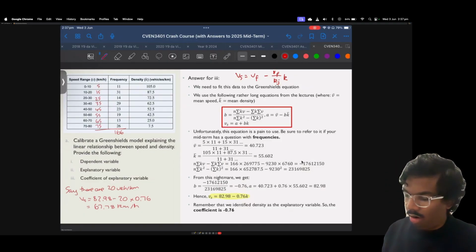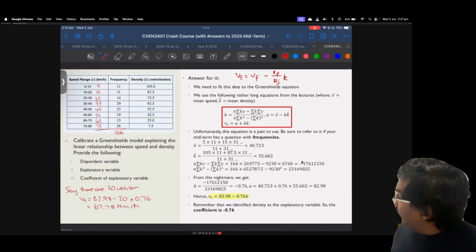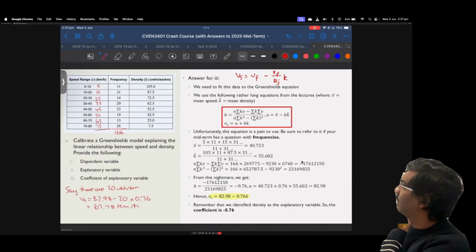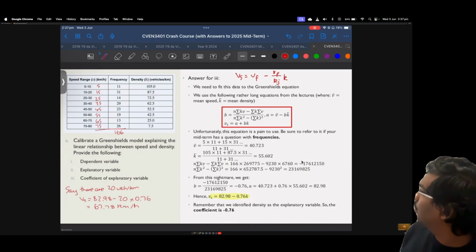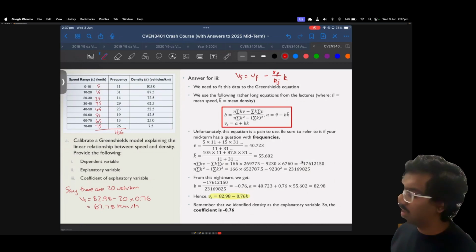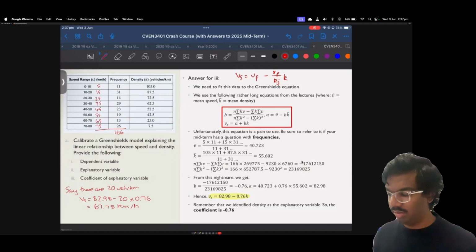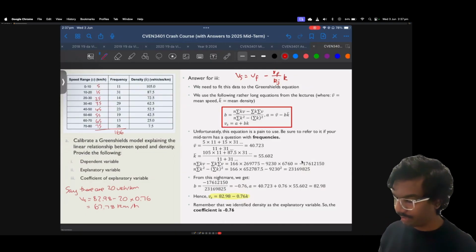And then if you were to plug in something like 100, you'd get a really low answer. And if you go too high, like 200, you'll get a negative answer, which means it's not possible. That means you've gone too far and you've reached the maximum number of vehicles the road can carry.